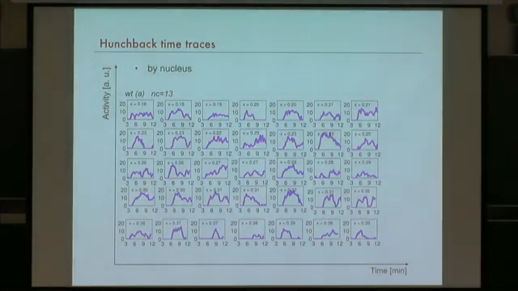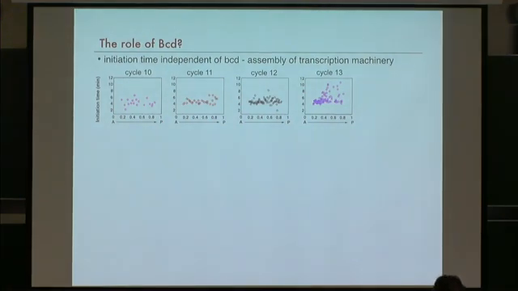The X position is a function of the AP axis. This axis is minutes. This is the activity, and these are different nuclei. So you see, essentially, just by looking by eye, that this is a somewhat bursty promoter, which was not what was believed before.